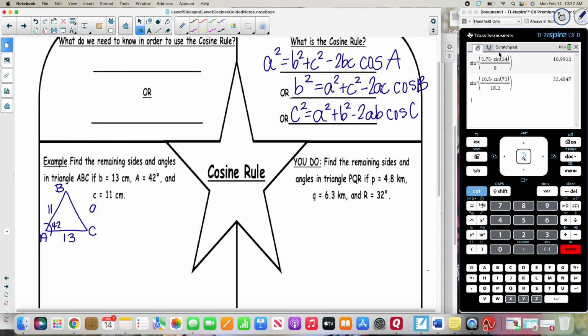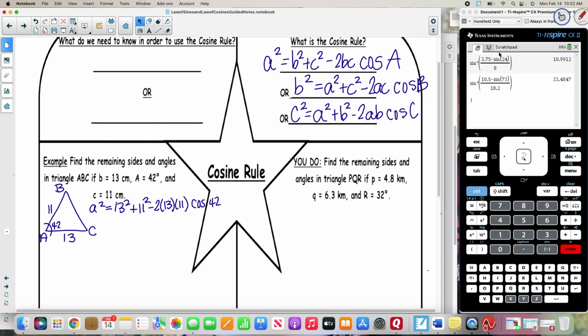So a squared equals, we don't have a squared. I thought we did. No, we have big A. b squared plus c squared minus 2bc cosine 42. I'm going to let you get all that written down before we put it in our calculator.